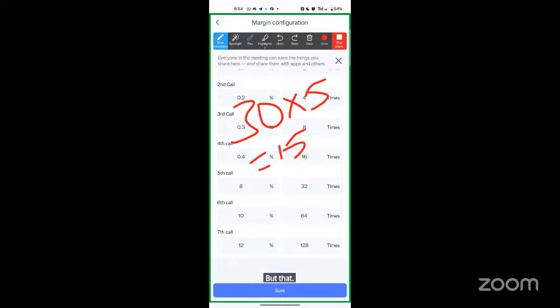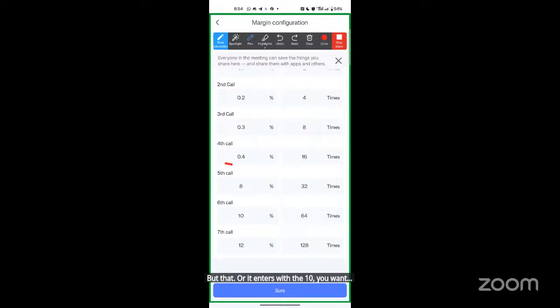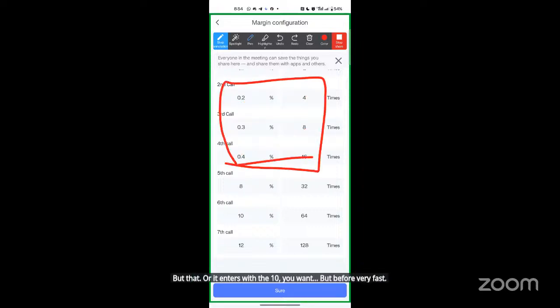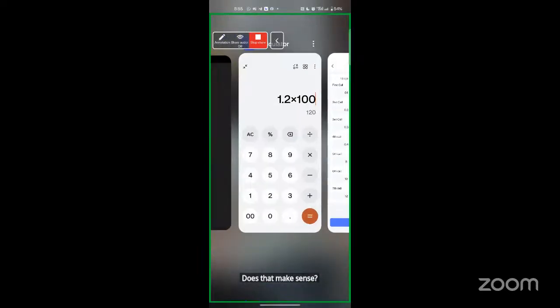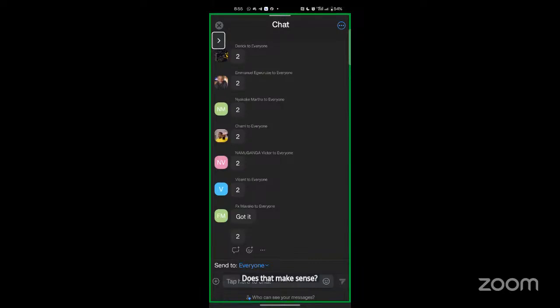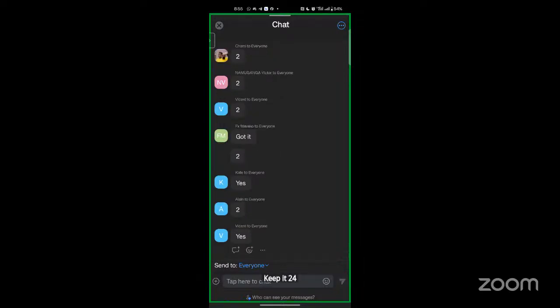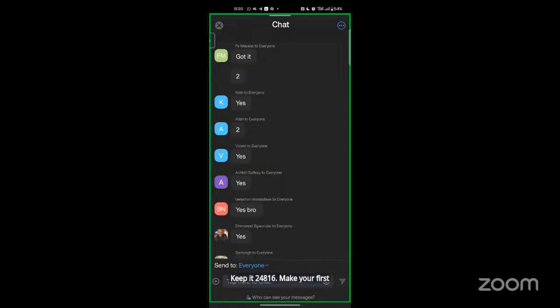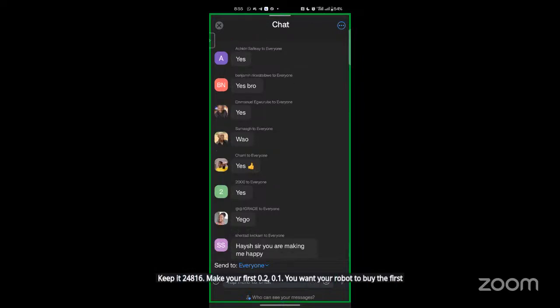The coin enters with dollars or it enters with 10. You want these first four very fast. Does that make sense? Let me know. So if you don't want to put 100, put 5 or 10. Keep it 2, 4, 8, 16. Make your first four 0.2, 0.1. You want your robot to buy the first four very fast.